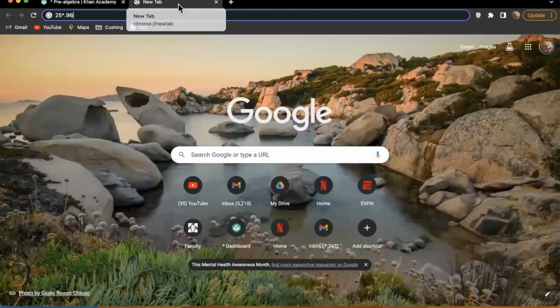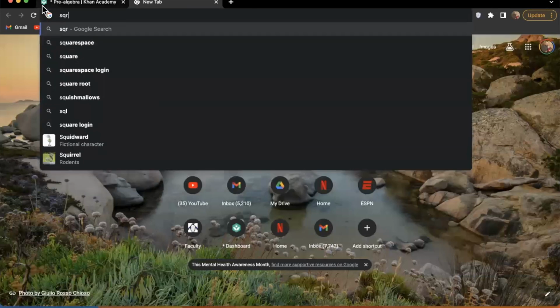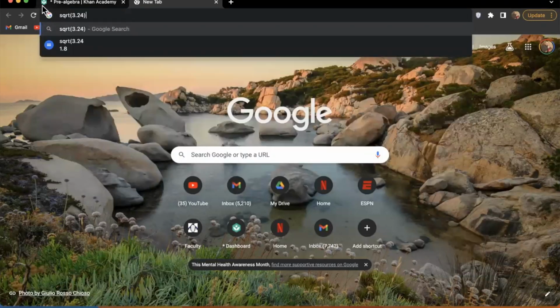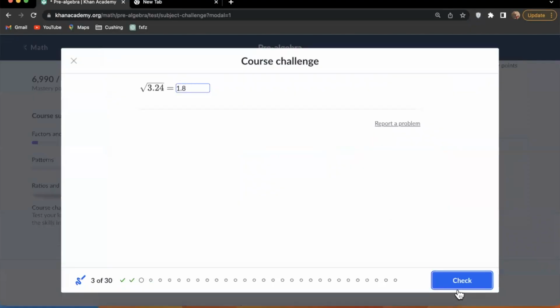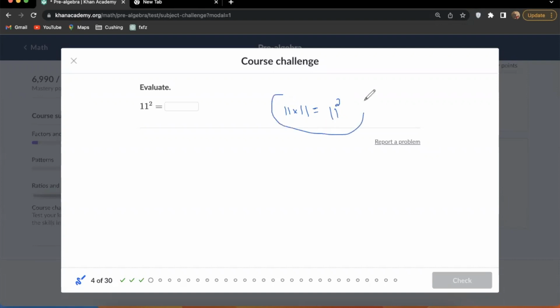All right, this is just straight up asking us what is the square root of 3.24. I'm going to use a calculator for this, and I think you should too. Square root of 3.24 is 1.8, so I'm going to put that in there. Next, 11 squared. So this is 11 times 11. Again, you could put this in a calculator. The important thing to understand is that 11 squared is equal to 11 times 11. It's the same as 11 times 11, which is 121 if you know your times tables.